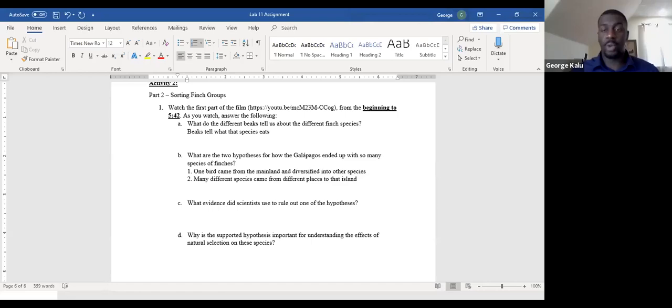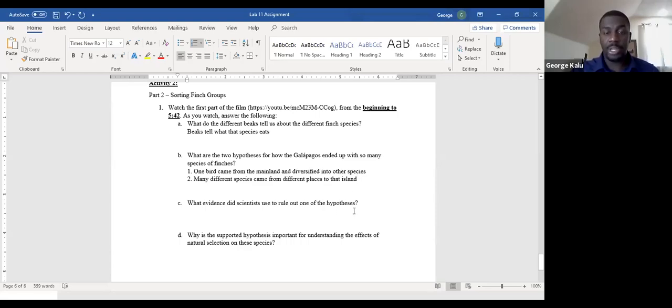One hypothesis was that one bird or one species of finch came from the mainland. As it got there, it then started to diversify to other islands, okay? And then all the islands eventually had their own environments, which caused them to all diversify into different species. The other hypothesis was that you just had multiple different species that all showed up on different islands. Okay? Cool. So that's that.